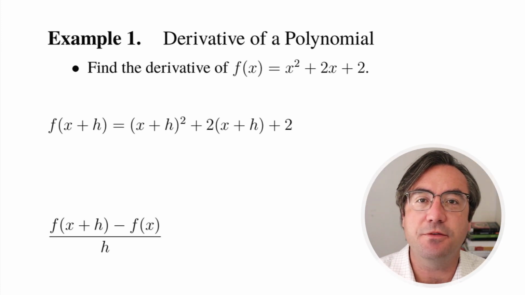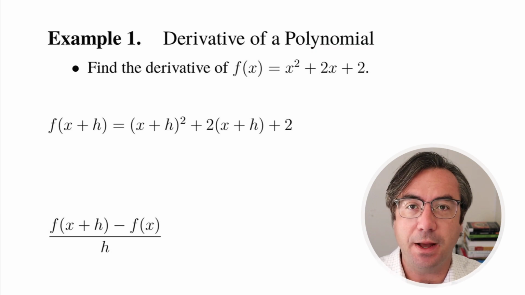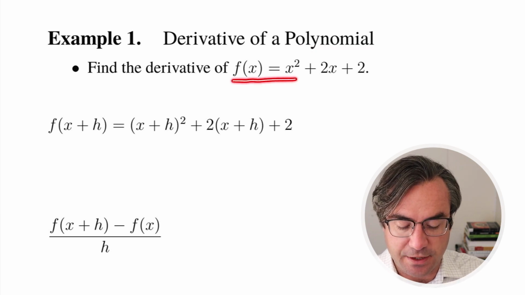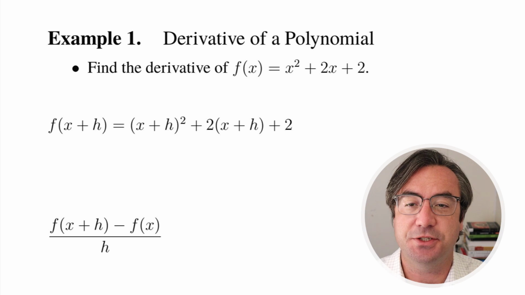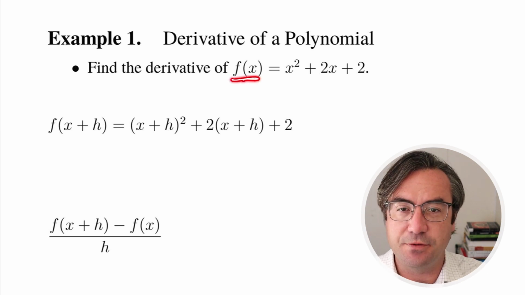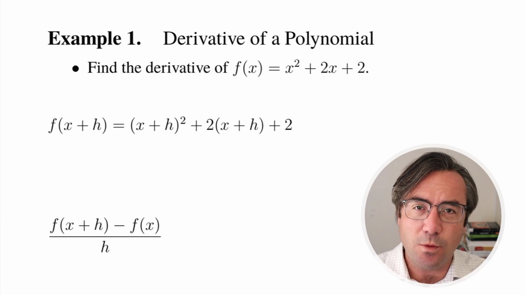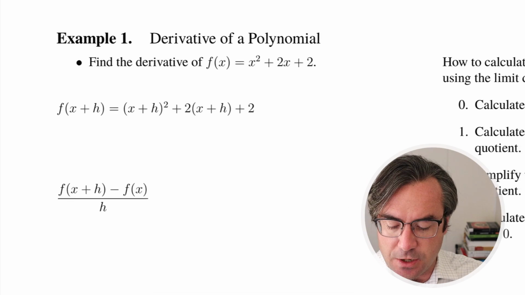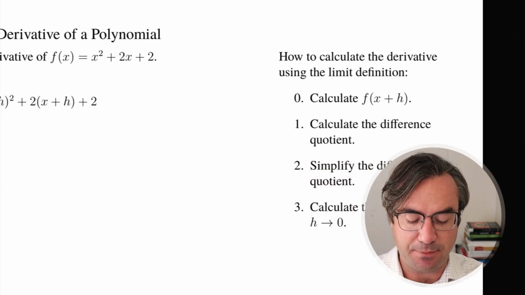So we're going to find the derivative, in this case, of a polynomial. And our polynomial here, the function we're going to differentiate, is x squared plus 2x plus 2. So we're going to find the derivative of this function. So when we're doing this, you can think of this almost as a step-by-step process.